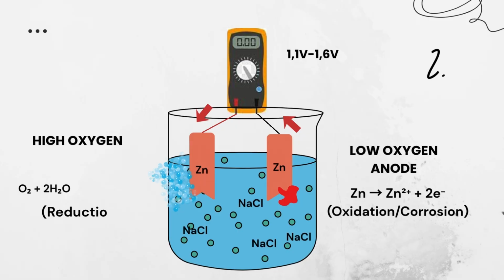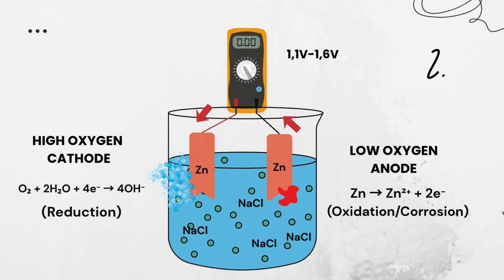Experiment 2. Influence of oxygen concentration. What is done? Two zinc sheets are placed in the same sodium chloride solution. We bubble air around one of them using a pipette and the voltage between the two sheets is measured.